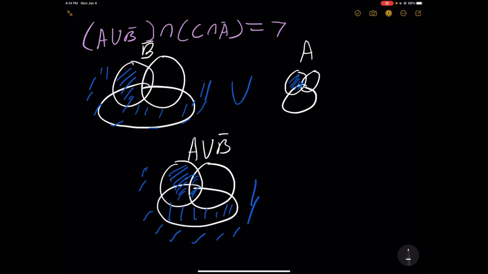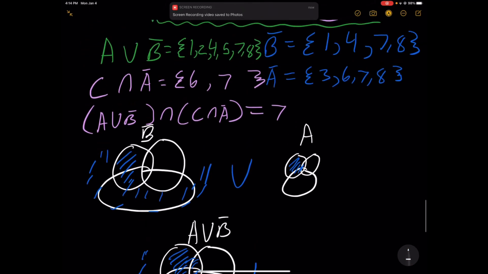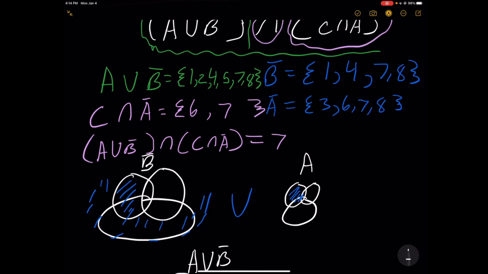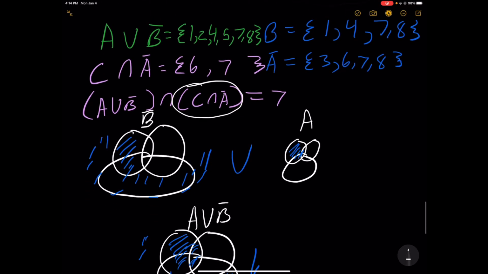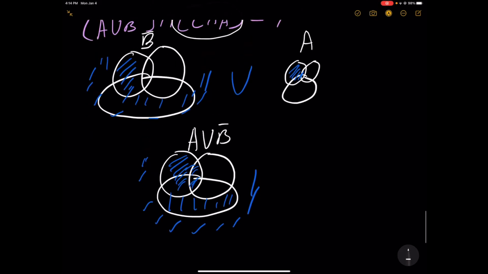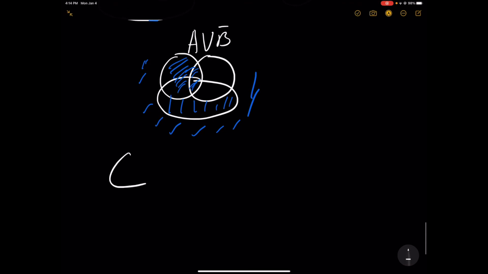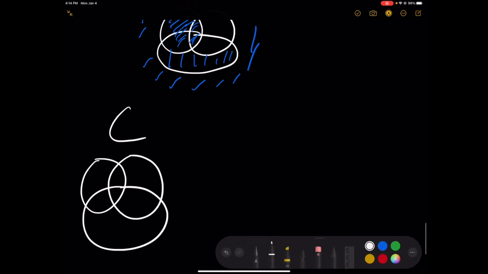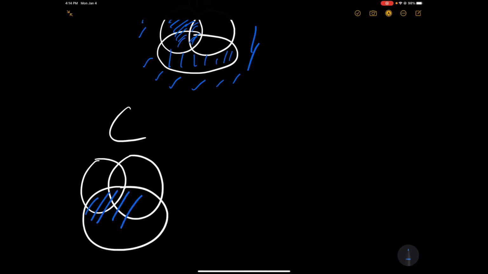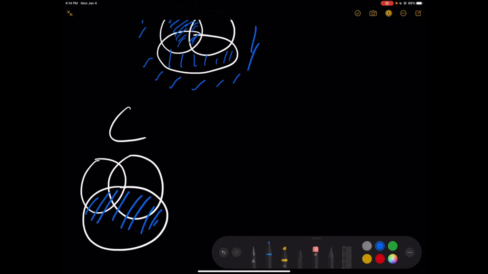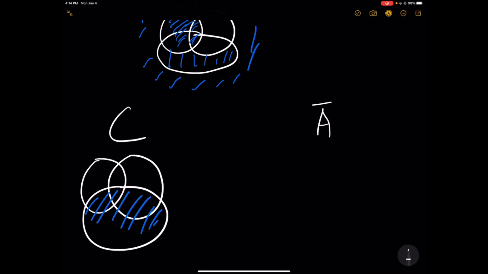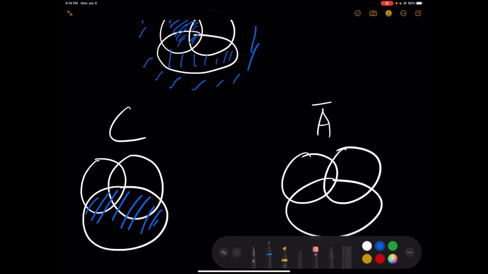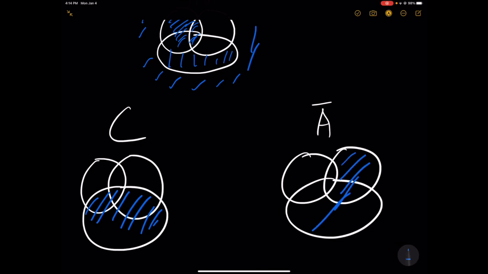And now we also need to find C intersected with A complement. And remember, we're just doing the same problem again, but using Venn diagrams. So we have C, which is just C filled in. And then we have A complement, which is everything filled in besides what's in A. So that's A, so everything else.